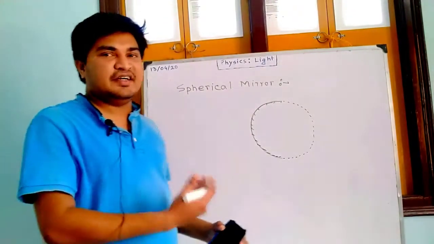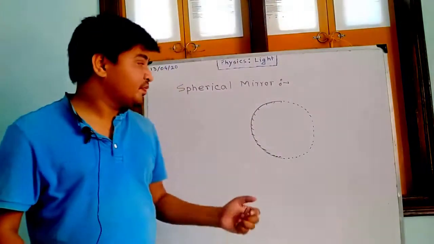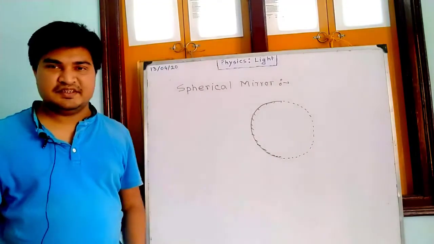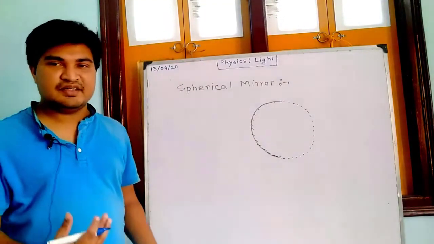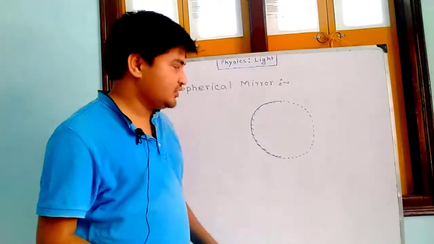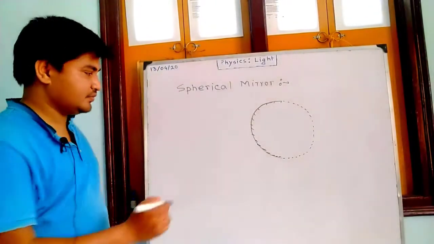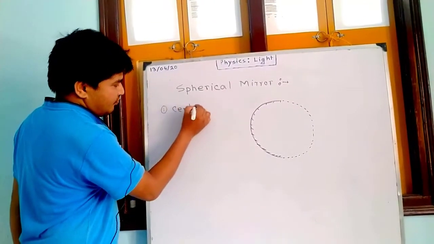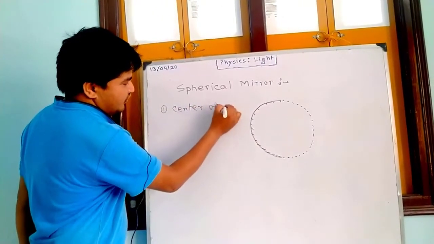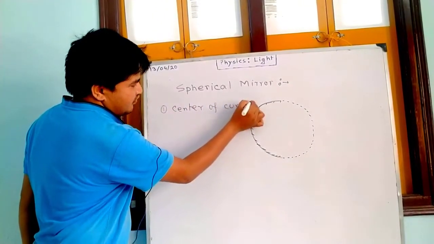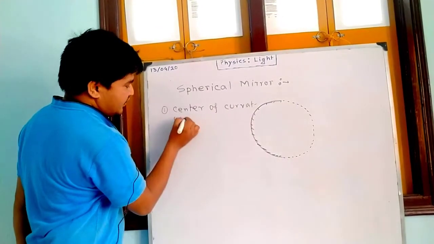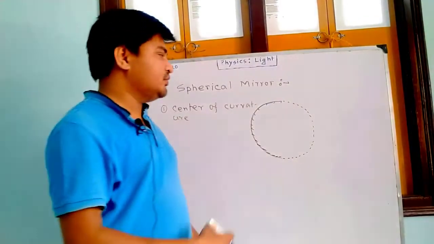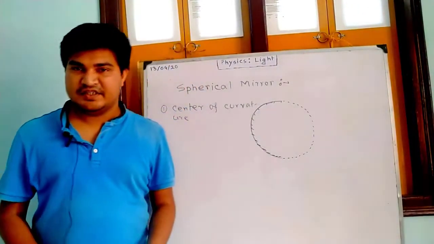Next, different terms used to describe a spherical mirror. There are several terms which are used. Very first, the center of curvature. Now, what do you mean by center of curvature of a spherical mirror?